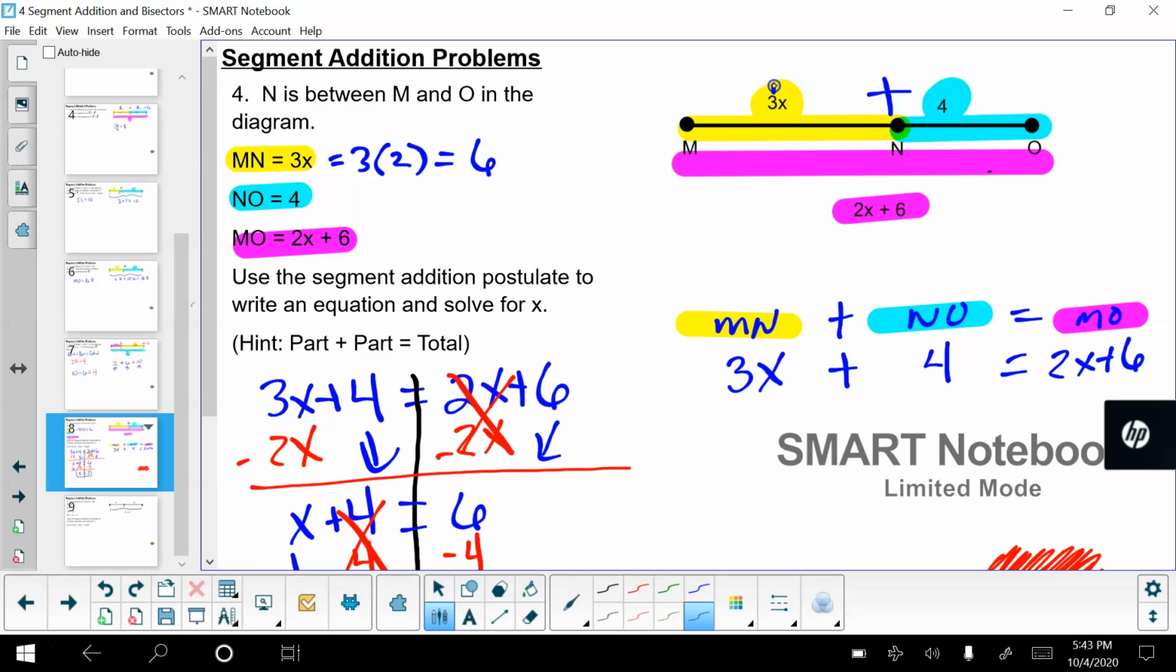So now I really know that this was equal to a 6. I already know that this was a 4 on the bottom, so what that tells me is that 6 plus 4 equals 10. So the whole thing should equal 10.